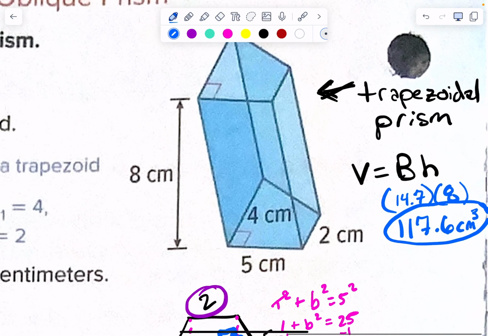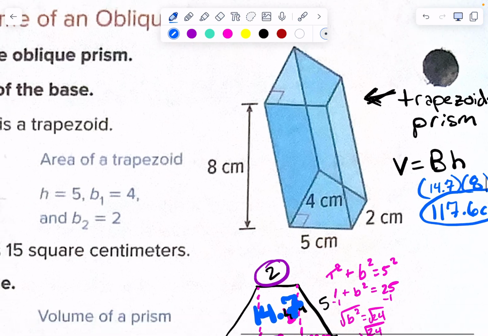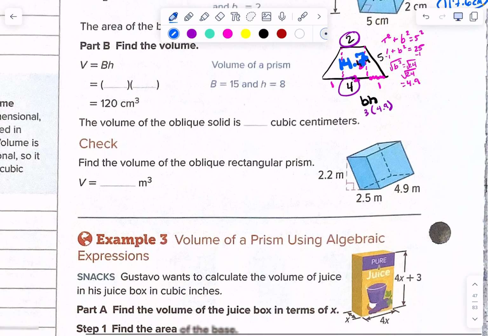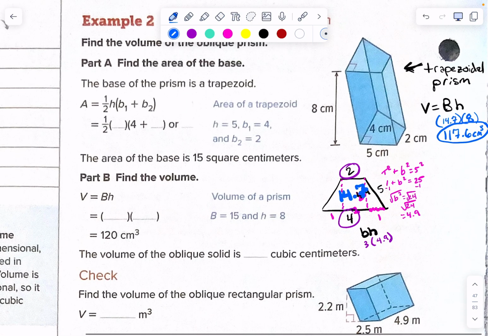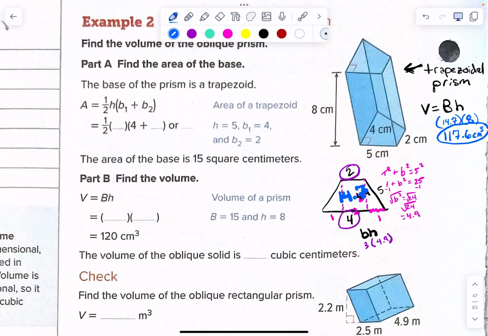Okay, so that one was a little tricky just in the fact that we got some trapezoid shapes going on. But totally manageable. Just dissect it and do all the steps. Is that what they got? Okay, we don't care. They don't say. Okay, 117.6. Good deal.